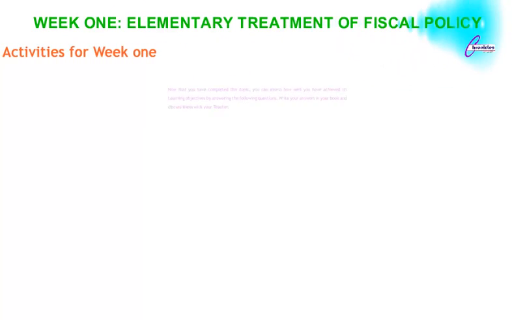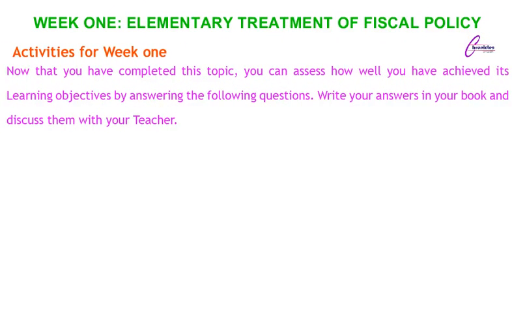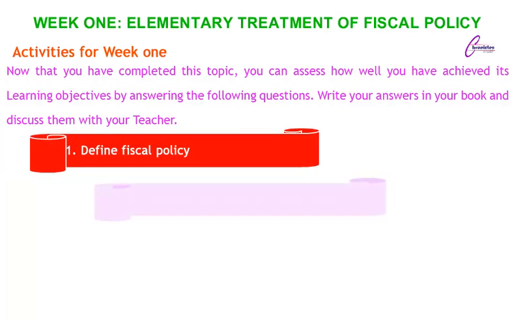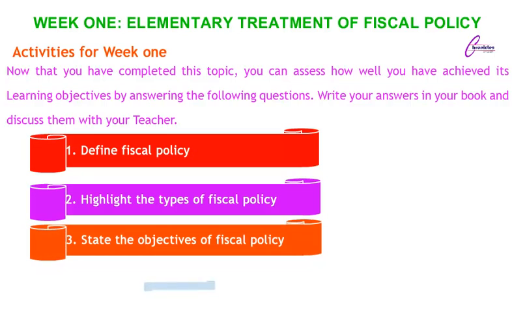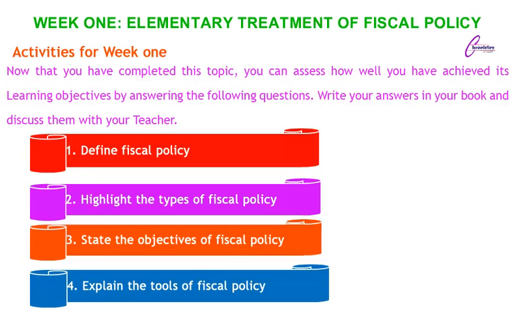Activities for Week 1. Now that you have completed this topic, you can assess how well you have achieved its learning objectives by answering the following questions. Write your answers in your book and discuss them with your teacher. 1. Define fiscal policy. 2. Highlight the types of fiscal policy. 3. State the objectives of fiscal policy. 4. Explain the tools of fiscal policy.